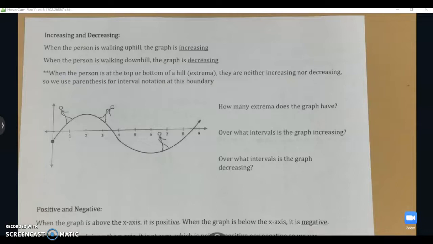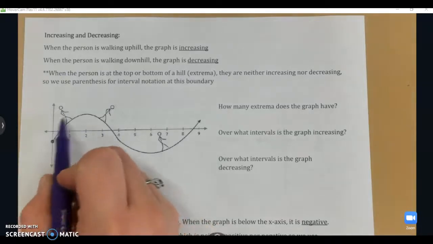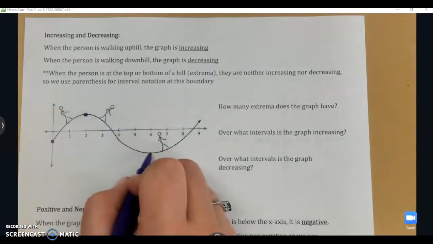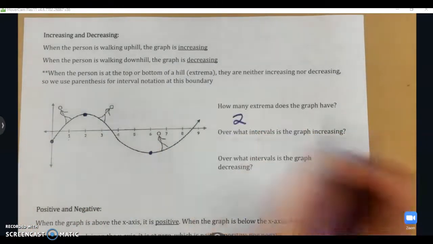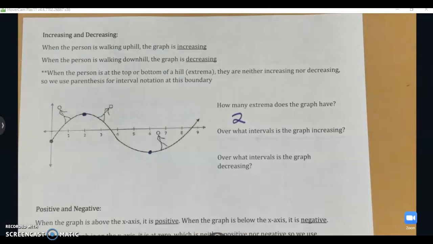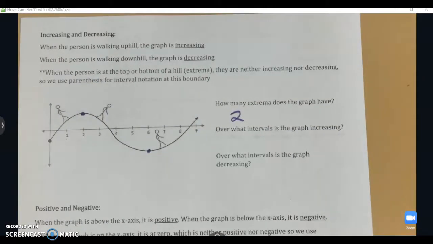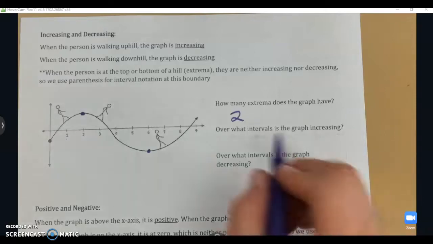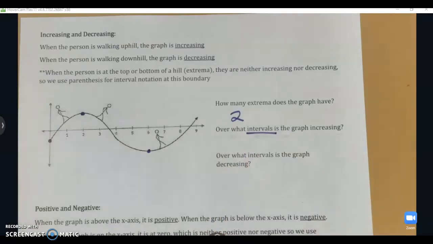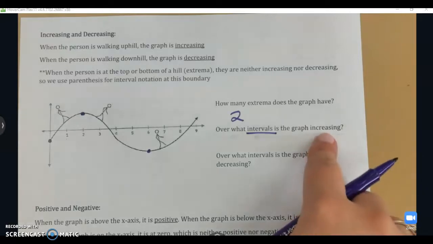So let's look here. How many extrema does this graph have? Well, I've got one hill here and one valley here. So I have 2 extrema. And those are going to be the boundary points for our increasing and decreasing intervals, hint, hint. So over what intervals is the graph increasing? Intervals should give you a hint that we're going to be writing these in terms of interval notation, and we're talking about the domain, our x values. Over what x values is our graph increasing?